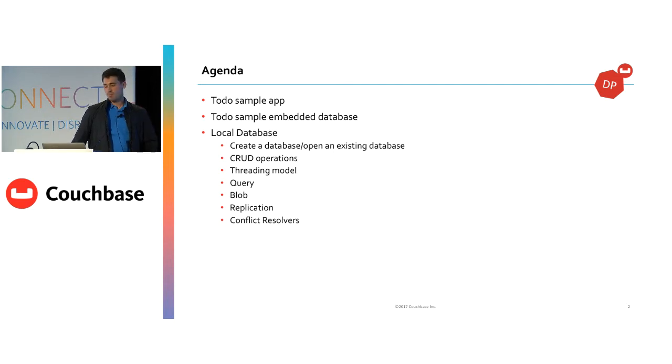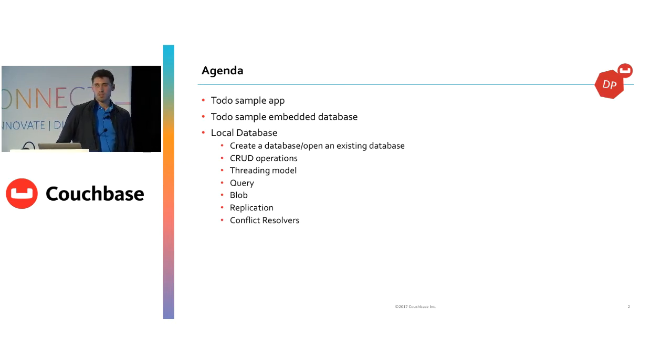So don't worry. We'll talk about creating a database, opening an existing one, using CRUD, the threading model, the query API that's changed so much, the Blob, so that's basically attachments, but with a few changes, replication, that's also changed a lot, and conflict resolution.